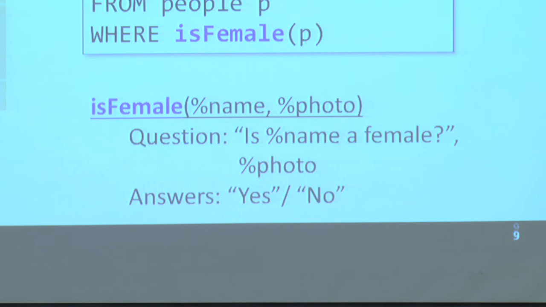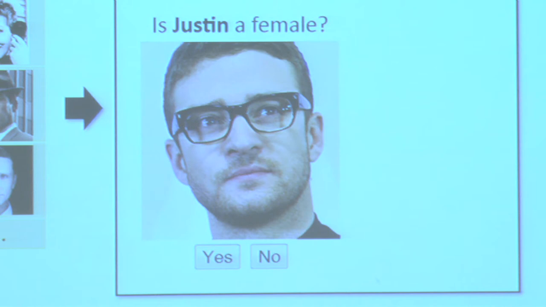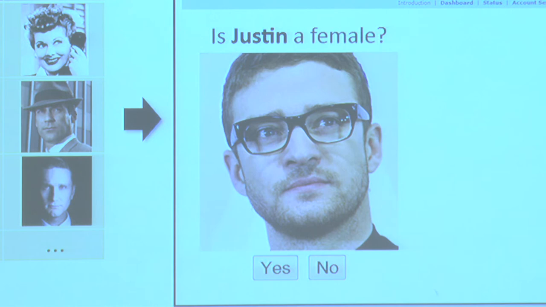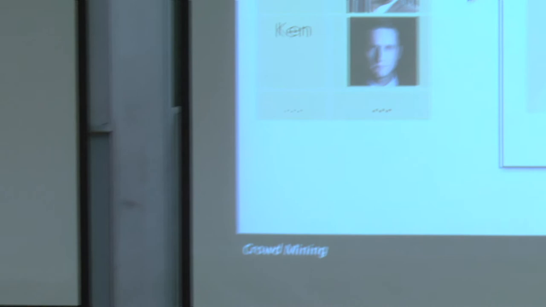Okay? And this system that implements this correctly actually generates from that task, in Amazon Mechanical Turk, something like this. You see a picture, okay? They ask you, is Justin a female? And then you have to click yes or no, and then you get some money for it, etc. Okay, so that's a typical, very simple example of how you use the crowd to complete the data or help with the data that you don't have.